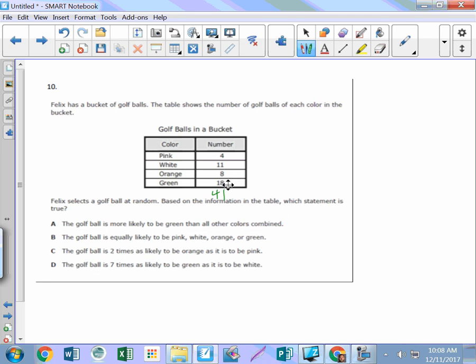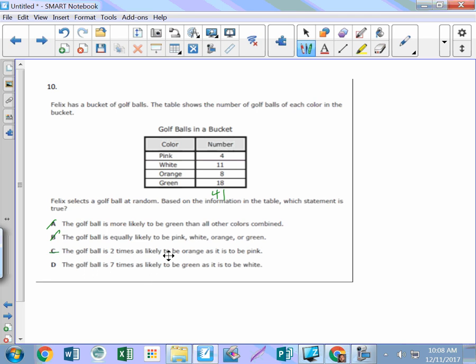The golf ball is more likely to be green than all other colors. So do we have more green? That is true, but combined, that is not true because that's more than 18. So it's not A. B, the golf ball is equally likely to be pink, white, orange, or green. That's not true because they all have different probabilities. C, the golf ball is 2 times as likely to be orange as it is pink. See, so twice as many pink. That's true. There's twice as many orange as there's pink, so it's twice as likely.